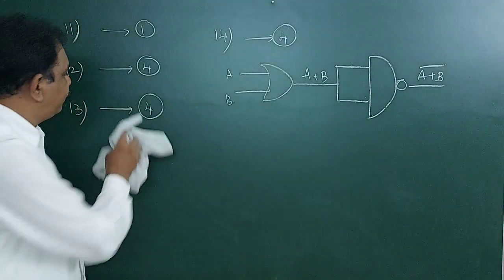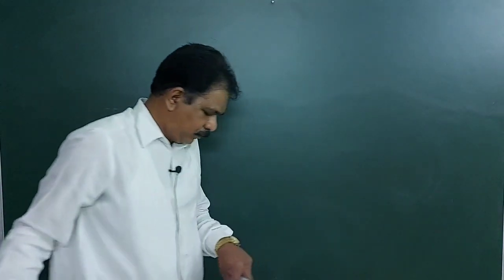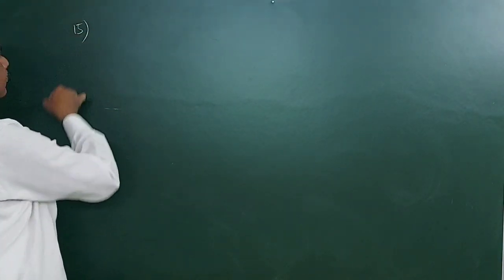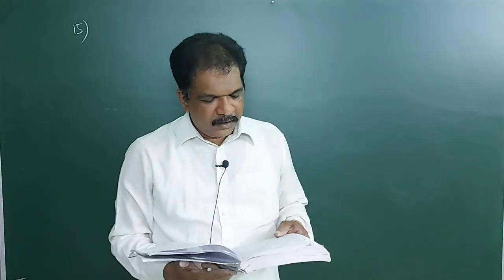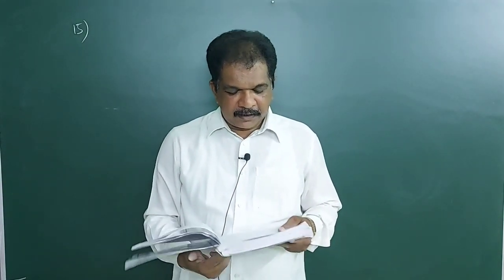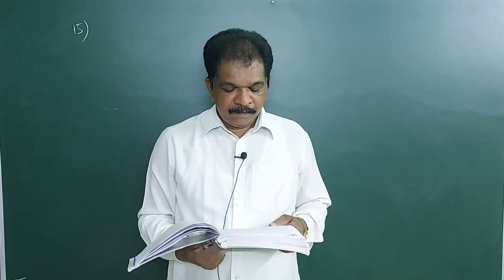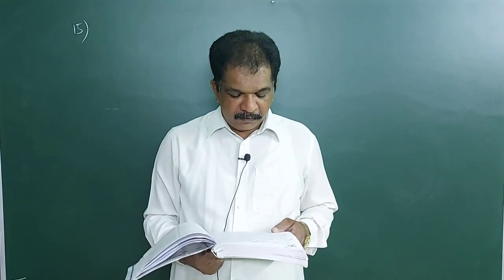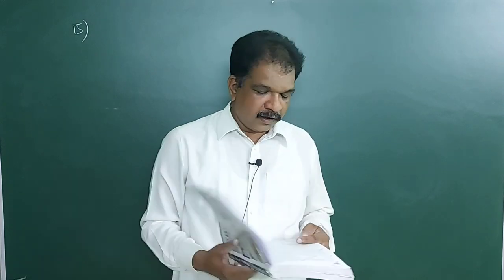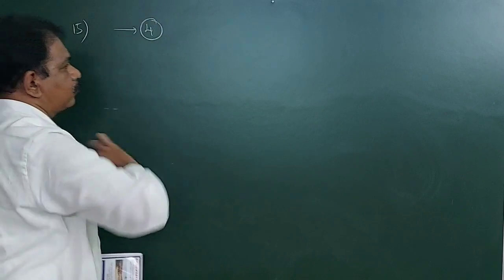Next, 15 you see. What they are asking. In N-type semiconductor, electrons are majority charge carriers, but it does not show any negative charge. Reason is atom is electrically neutral. 15, it will be fourth option. Okay.